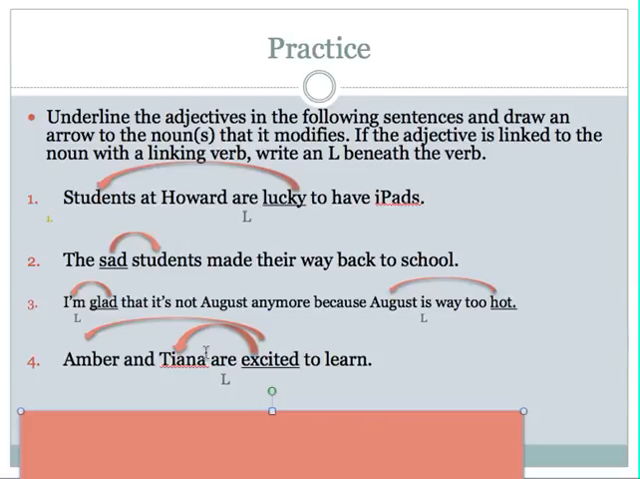All right, that concludes our notes on adjectives. Please continue on to learn about adverbs.